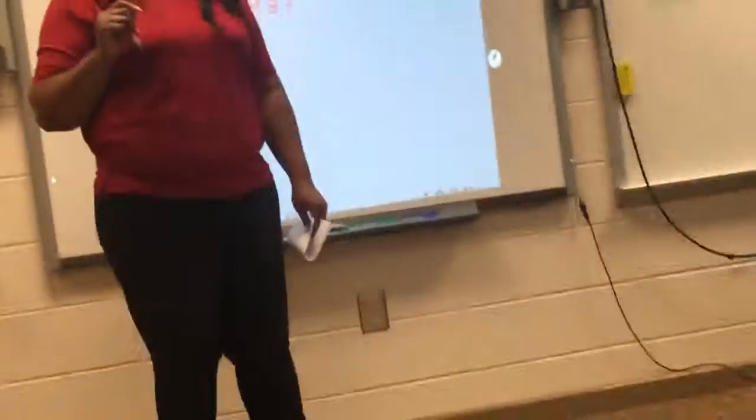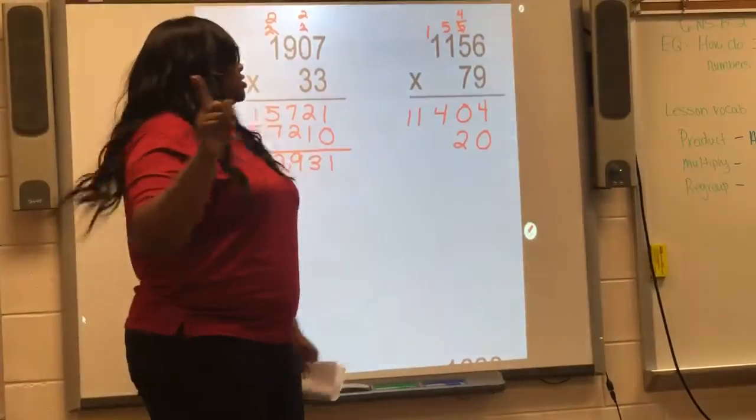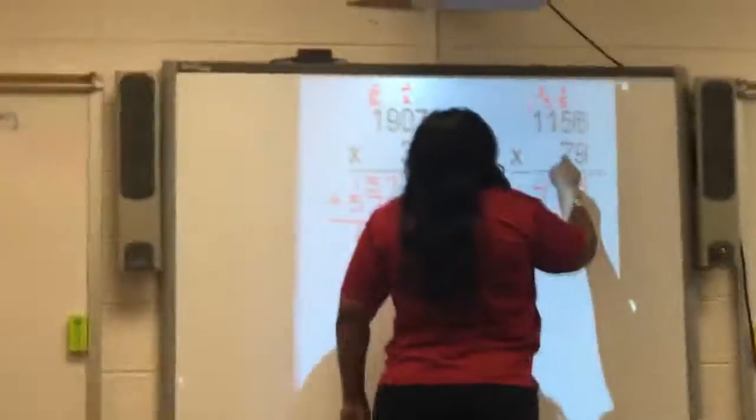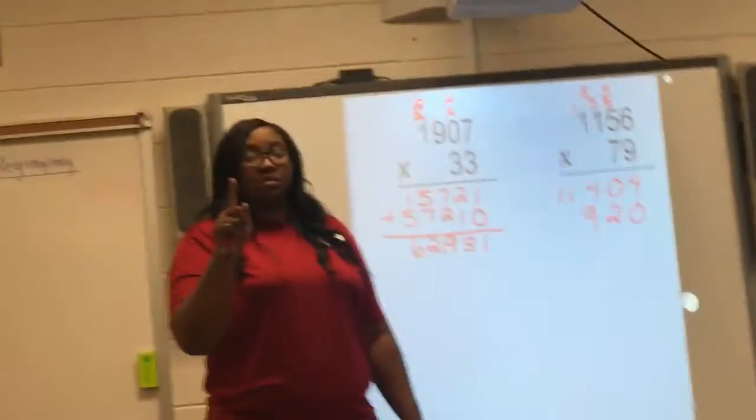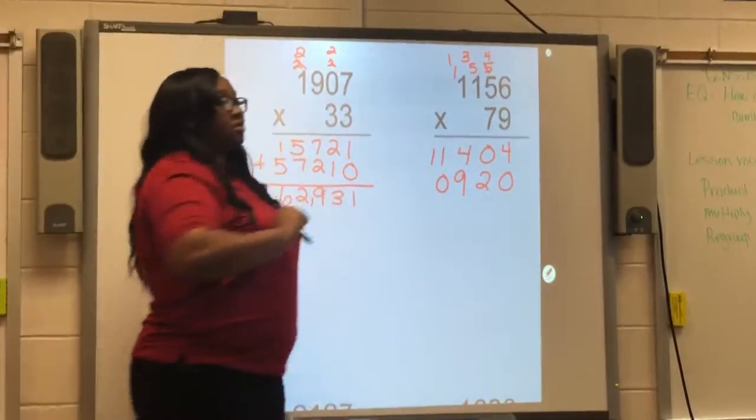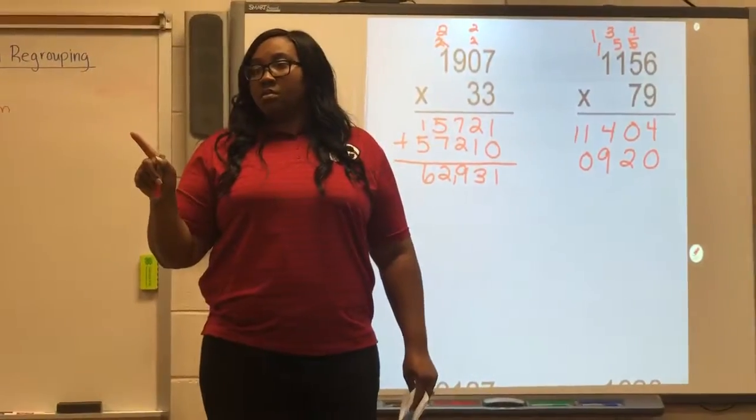7 times 5. Anybody? Joseph? Yes, 35. 7 times 5 is 35, but we can't forget 4. So plus 4 is 39. Put our 9 here. Carry our 3. 7 times 1 is 7. Plus 3, Sarah. 7 plus 3 is 10, yes. 0, and we carry our 1. Now 7 times 1. 7 times 1, guys. Let's not get lost. Right, 7 times 1 is 7, plus our other one is 8.